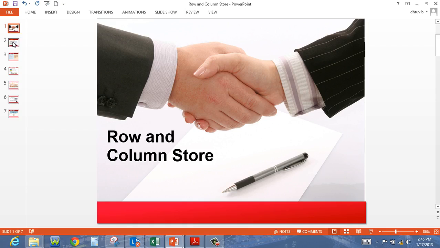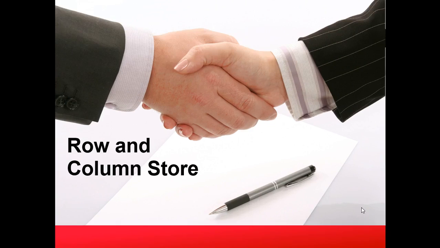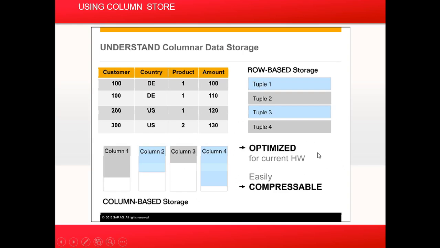Let's go to the next slide. So basically a row store is, say for example, this particular table. You have this table where you have different fields: customer is one field, country is another field, product is another field, amount is another field. So in this particular table, this first row, second row, third row, the data is organized in rows format. If your data is organized in a row format, it is called row-based storage.